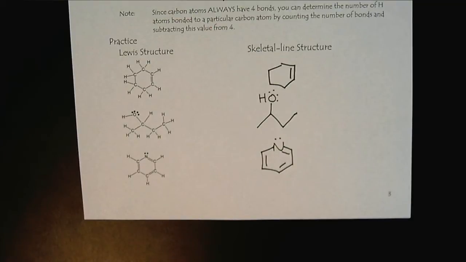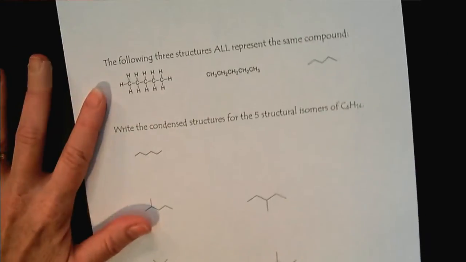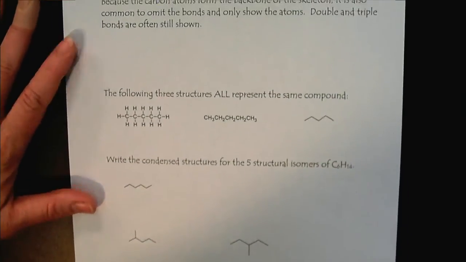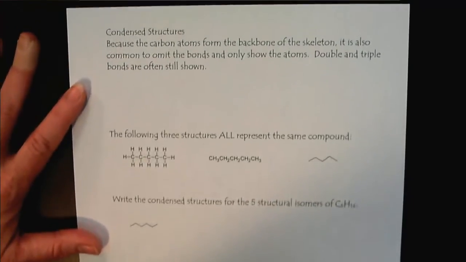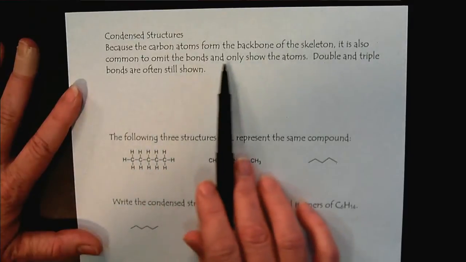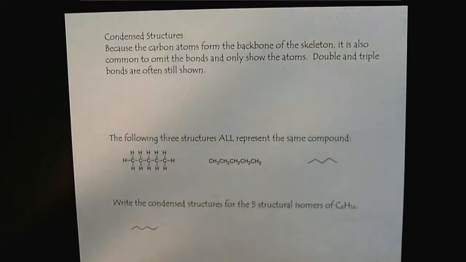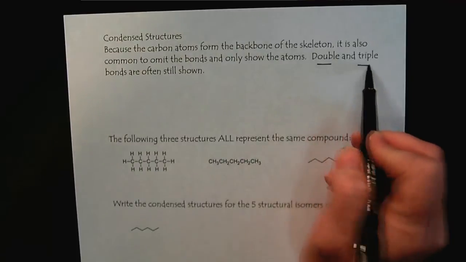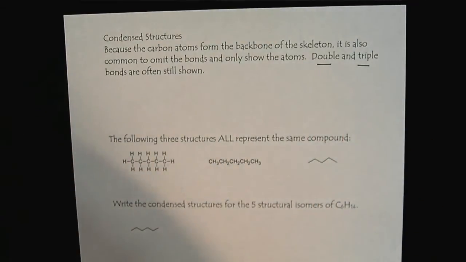Alrighty, so now let's review condensed formulas. All right, because we recognize that the carbon atoms form the backbone, it's really common to omit those bonds. For a 300 series class, it's very common to show the double or the triple bonds, so you don't have to do too much investigative work.